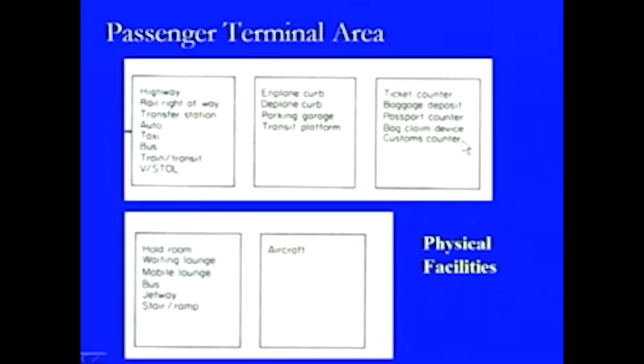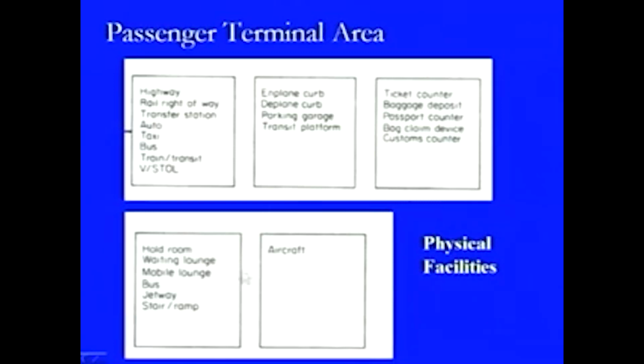Then when we talk about the processing, the facilities that need to be provided are ticket counters from where the tickets can be taken, the baggage deposit system where the baggage is given, the passenger passport counters where the passports can be checked by the officials, then the bag claim device, that is if you are reaching an airport then you will be claiming your baggage, and the customs counter, that is, again, at both times when you are going out or coming in on an international flight, you have to declare something, and that requires going to the customs counter.